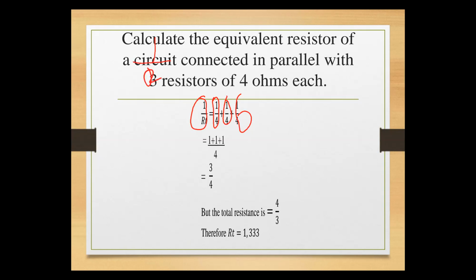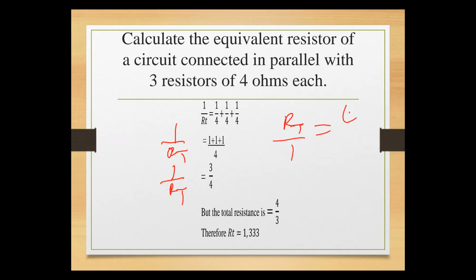Remember, 1 over RT is equal to 1 over R1 plus 1 over R2 plus 1 over R3, which is exactly what they did there. 1 over RT is 1 over 4 plus 1 over 4 plus 1 over 4. And then 1 over RT is equal to 1 plus 1 plus 1 over 4. Still, 1 over RT there is equal to 3 over 4. But now, to get RT, you invert. Invert means bring it back. So RT over 1 is equal to 4 over 3, which means total resistance is 1.33, which is 4 over 3, right?